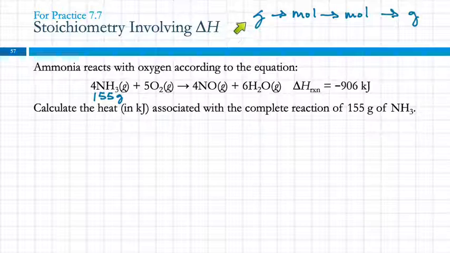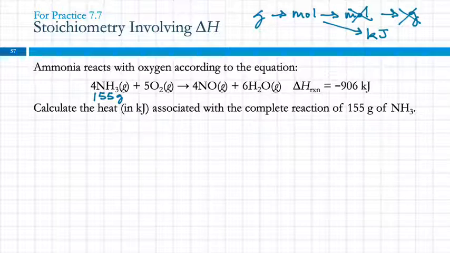Can we start with grams of something? Yeah, we've got 155 grams of ammonia, and we could go to moles of ammonia. But then at the end, are we trying to find a mass of something? No. What are we trying to find? Kilojoules. So the kilojoules, minus 906 kilojoules, this number relates to any of these. So I don't have to go from moles of ammonia to moles of something else and then to kilojoules. I can go directly from moles of ammonia to kilojoules.